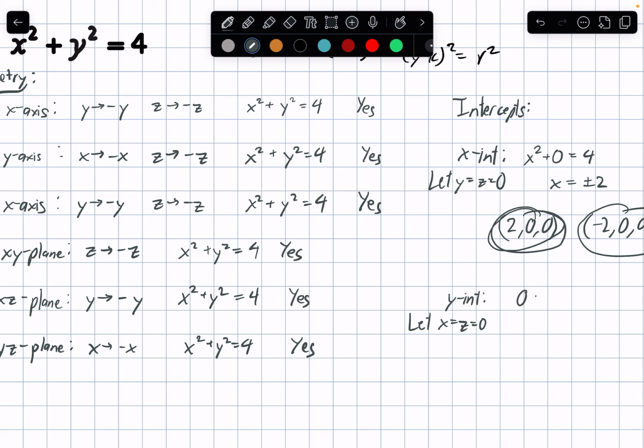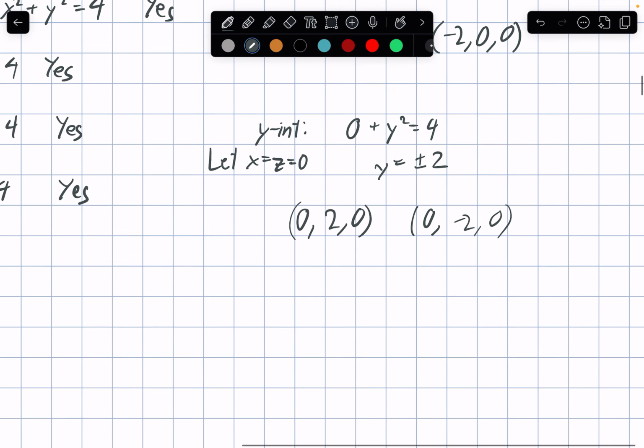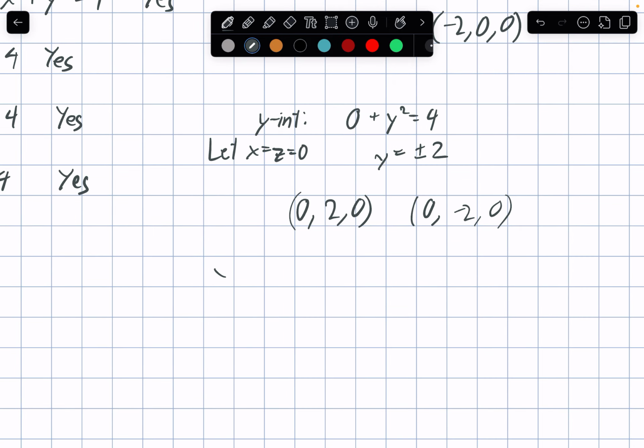X is going to be 0. And then y squared equal to 4. Y is equal to plus minus 2. Okay. So 0, 2, 0, and 0, negative 2, 0. Those are the y-intercepts. How about the z-intercepts?